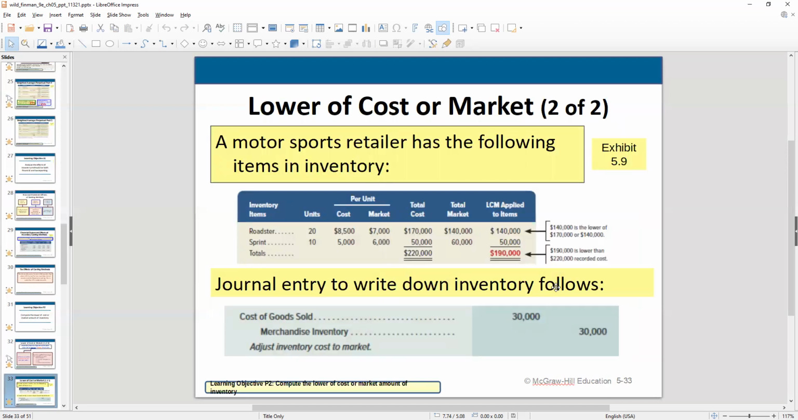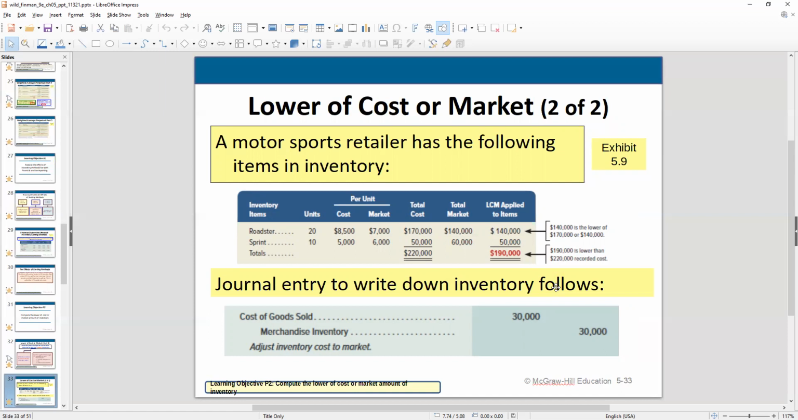So here's the example. This is 5.9 in your books. I guess we're looking at motorcycles. That's the only thing I can figure on this. I don't know what the price of motorcycles are, but just for argument's sake, we're going to call these motorcycles. So you have the Roadster, which you have 20 units, and the cost originally was $8,500, but the market has dropped to $7,000 per unit.